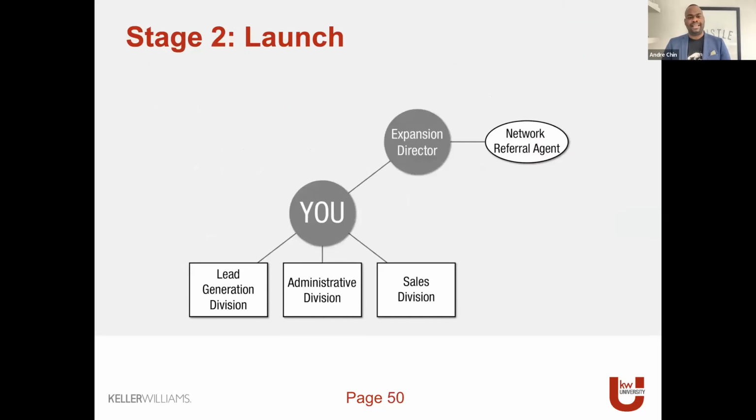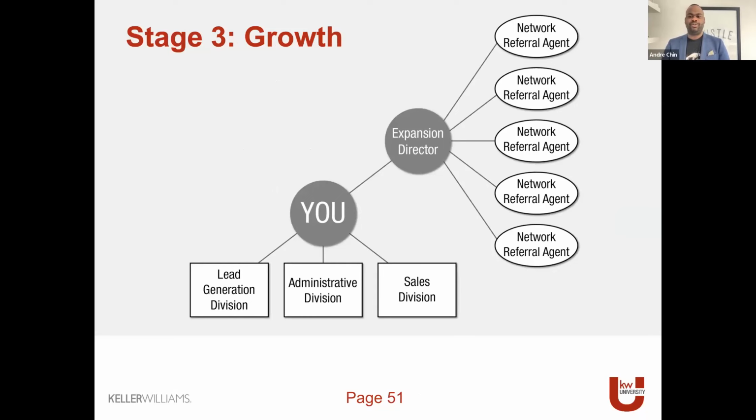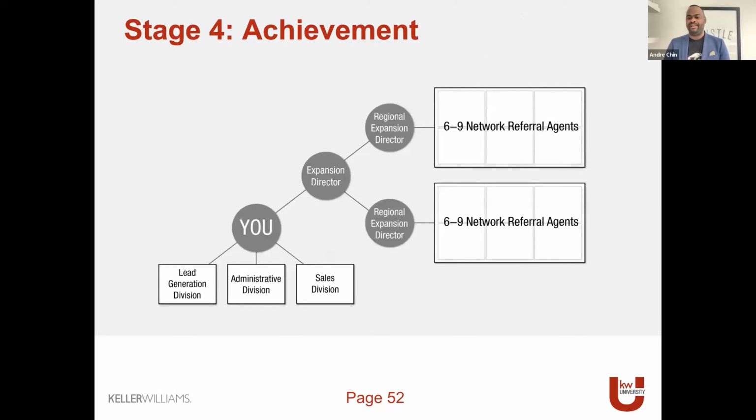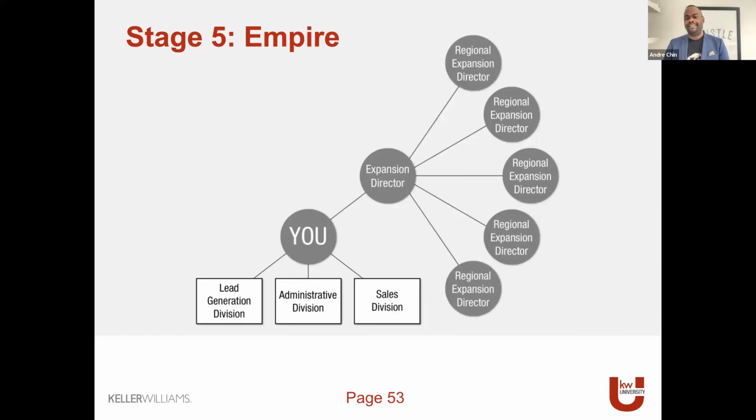Then you'll see in launch, now you've got your expansion director and that network referral agent. And then you start to get into growth mode, where now you've got multiple referral agents in your business. And then achievement, we get into that 6 to 9 phase of network referral agents. And then there's your empire when you start to look at regional expansion directors.